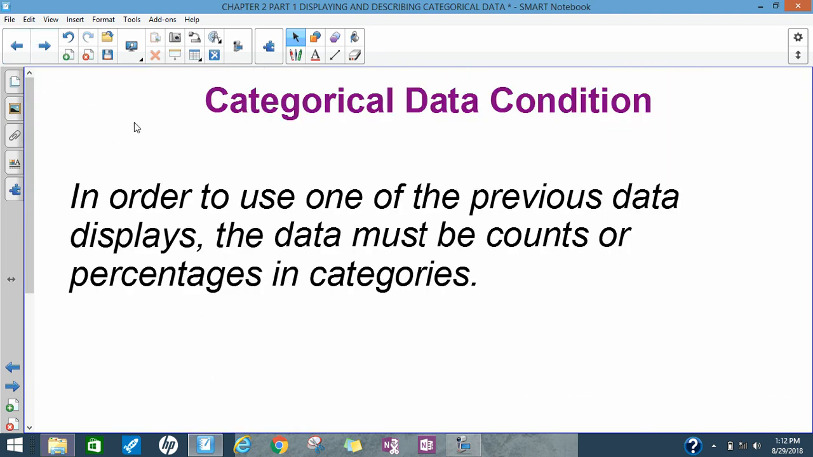So it's important to note that in order to use a categorical data display, the data has to be categorical. That means that it has to be counts of individuals that go into a category or have a certain characteristic. So in this case, we're counting the number of people in each class, first, second, third, and crew.